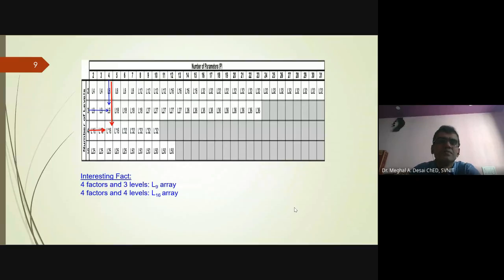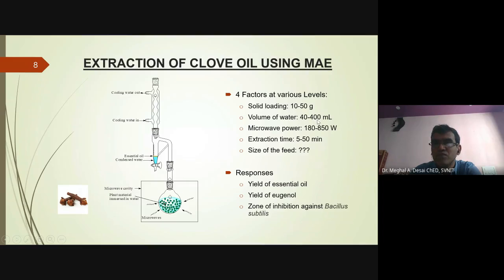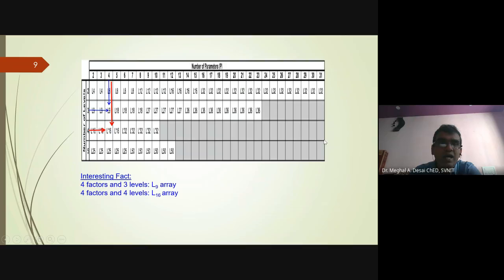Now let us see. I have four factors. I have decided the range like 10, 50, 40, 400. Now what I can do, 10 and 50 can be two values, and mid 30 I can select for analysis. Similarly for 40 and 400, a mid value I can select. So either I can go for three levels or four levels. If three levels are there, I will end up with 9 experiments, L9; with four levels, 16 experiments.